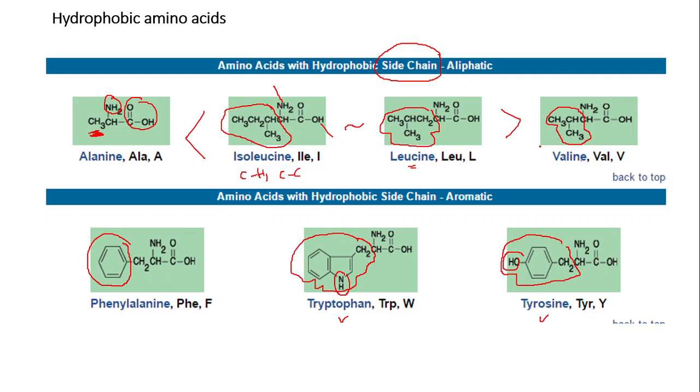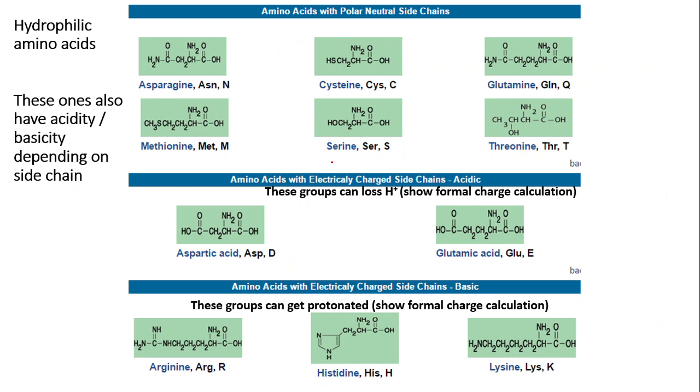Okay, so that is something you can also classify. Let's look at the hydrophilic amino acids. Hydrophilic amino acids have some kind of polar groups on their side chains. For example, asparagine has NH and CO. Cysteine has SH groups. Glutamine has NH and CO. Methionine is not so much, but still sulfur is there. Serine has OH, and threonine again has OH.